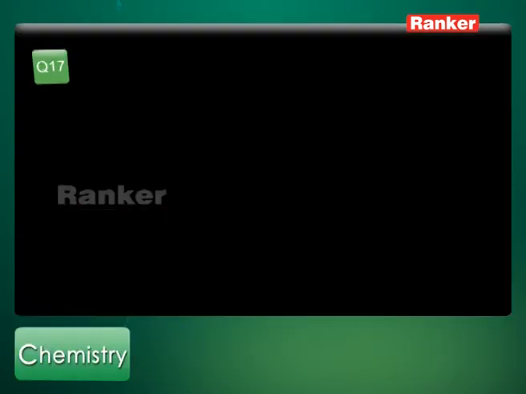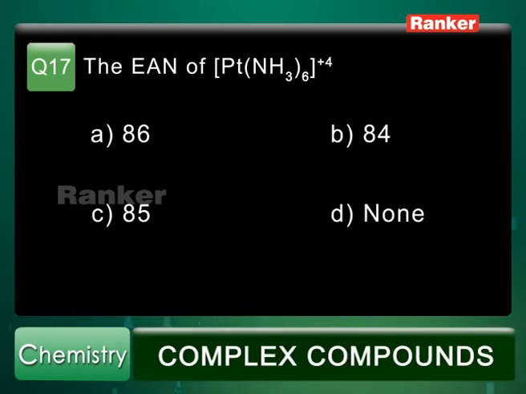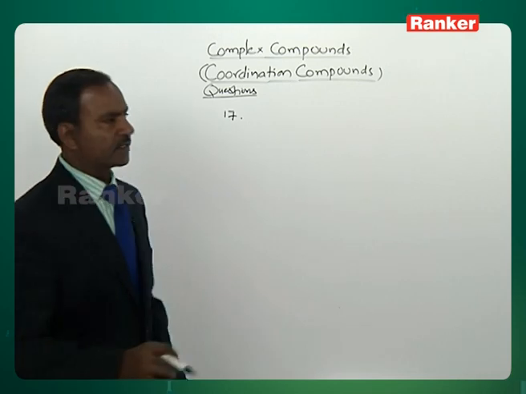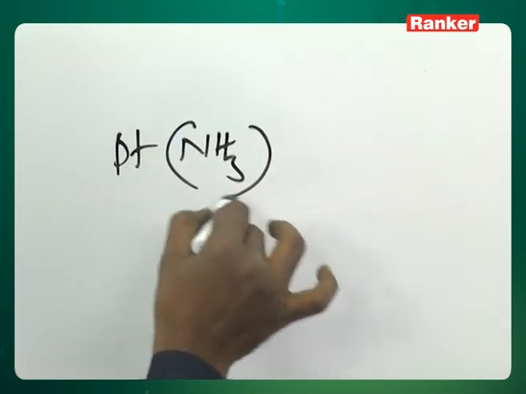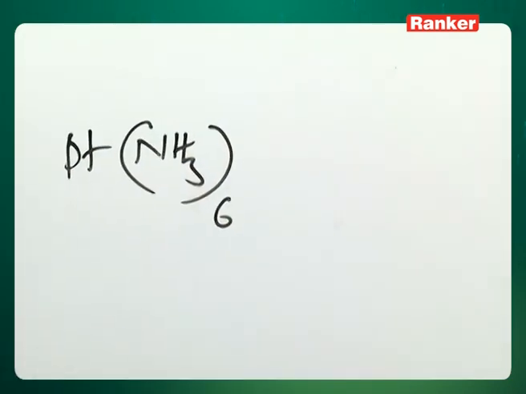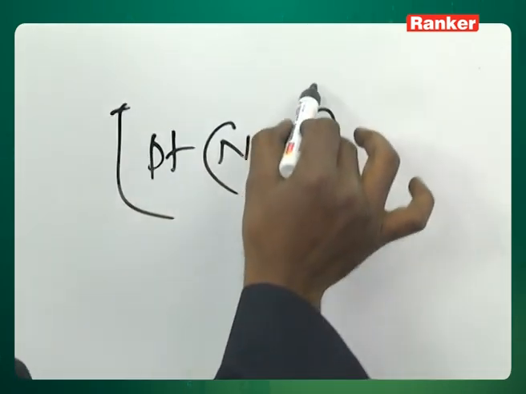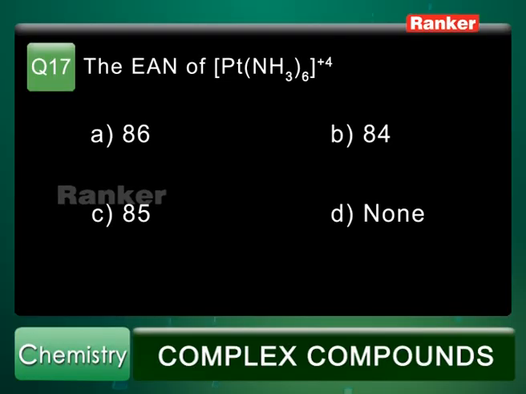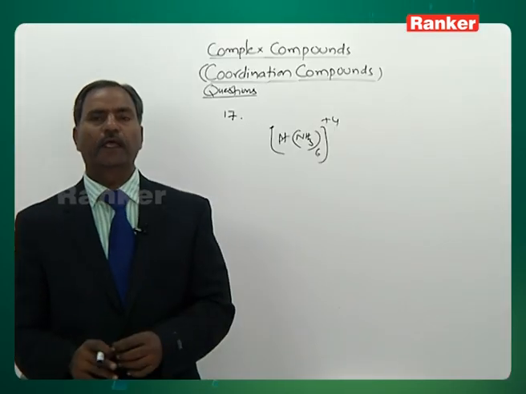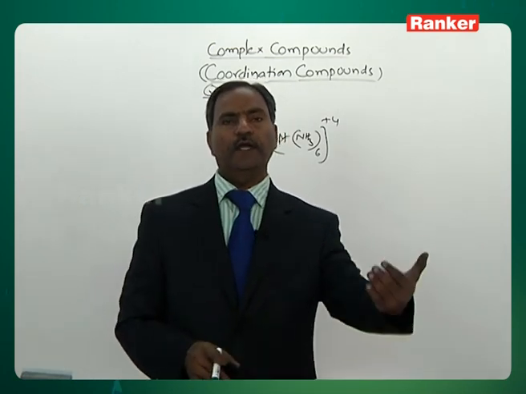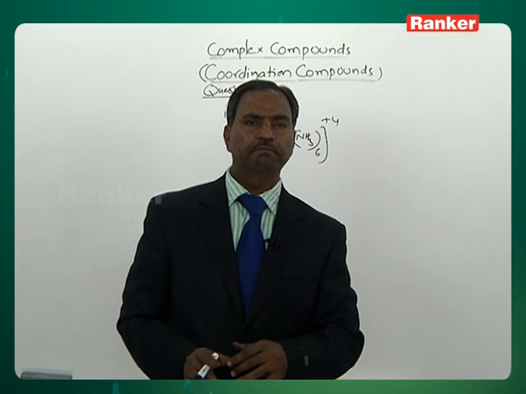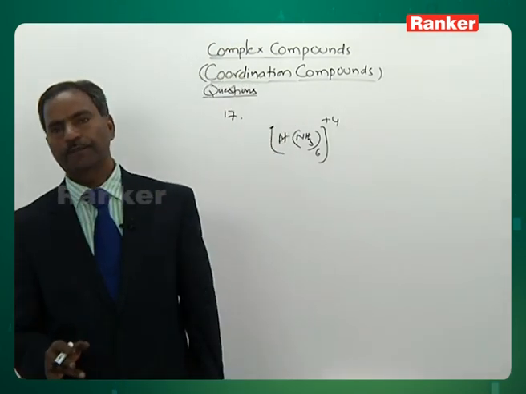The EAN of platinum, NH3 taken 6, plus 4. EAN of the complex is Pt, (NH3) taken 6, plus 4. Option A is 86, option B is 84, option C is 85, option D is none. Generally, 3D elements give an EAN of the complex as 36, 4D with 54, 5D with 86. This is a 5D element. Still we have to check what actually its EAN is.